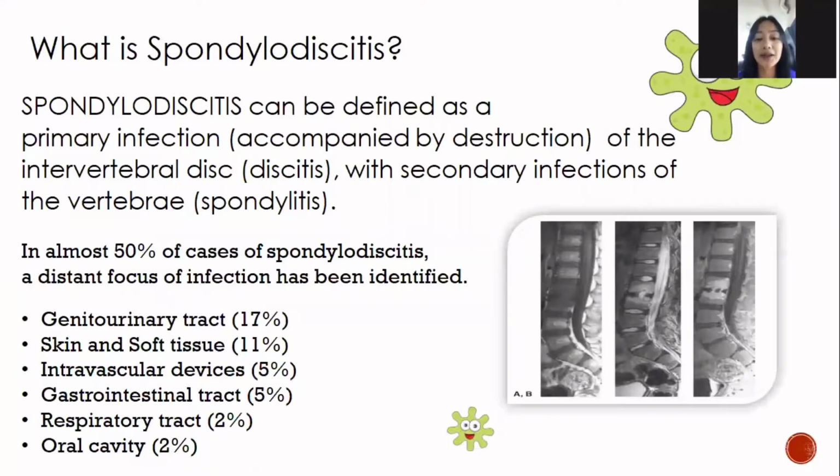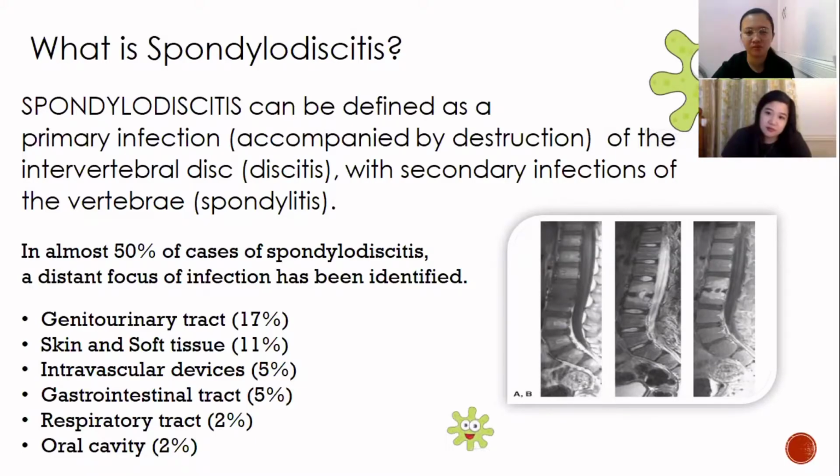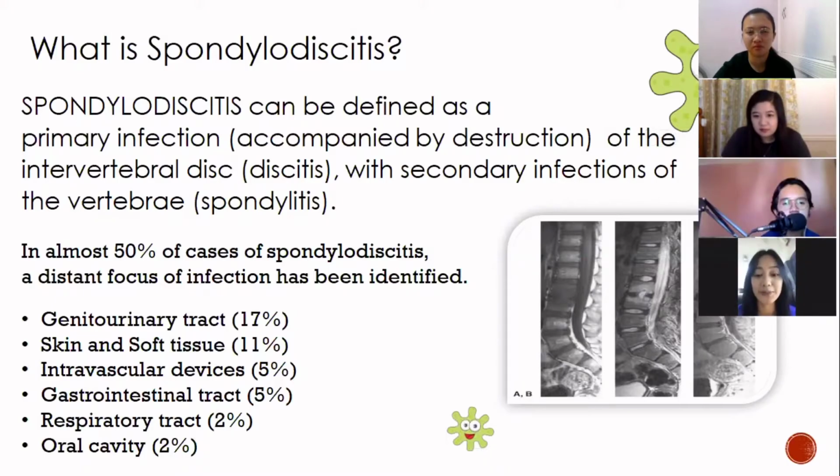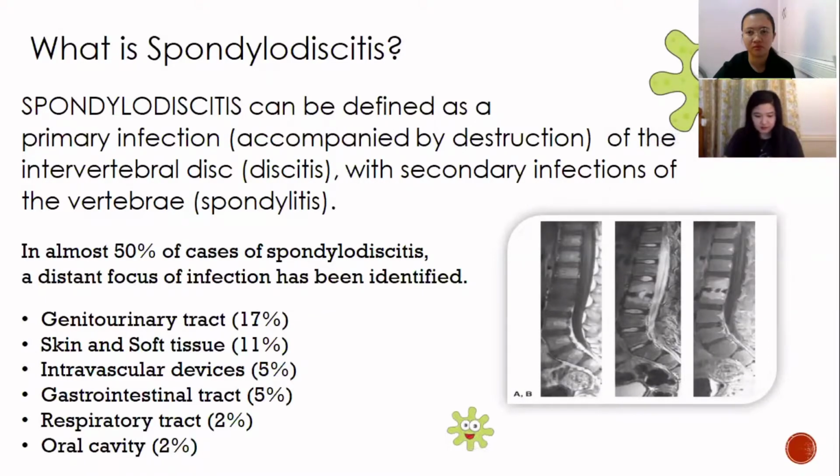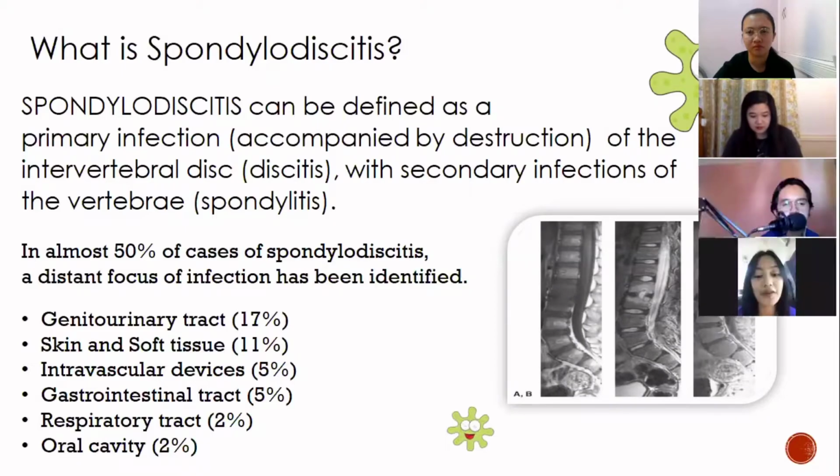What is spondylodiscitis? Spondylodiscitis can be defined as a primary infection accompanied by destruction of the intervertebral disc, with secondary infections of the vertebrae. In almost 50% of cases of spondylodiscitis, a distal focus of infection has been identified: genitourinary tract, 17%, skin and soft tissue, 11%, intravascular devices, 5%, gastrointestinal tract, 5%, respiratory tract 2%, and oral cavity 2%.